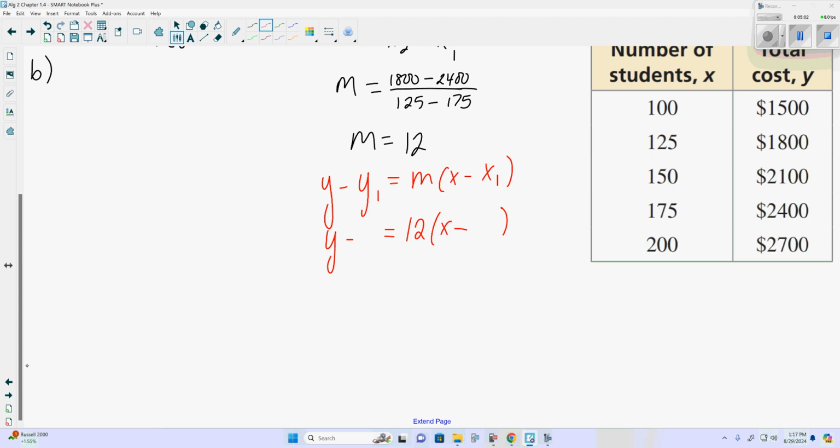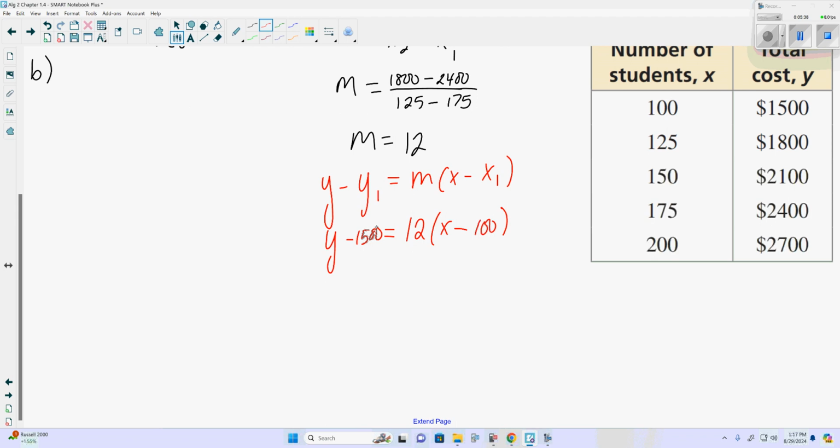For our x1, y1, we have five points, all from the chart. We just need to pick one point on the chart. Which one do you want to use? 100. So we can plug in 100 for x, and the corresponding y value is 1500. We just need to pick one of these x, y values. It doesn't matter which one, because they will all end up giving us the same equation.